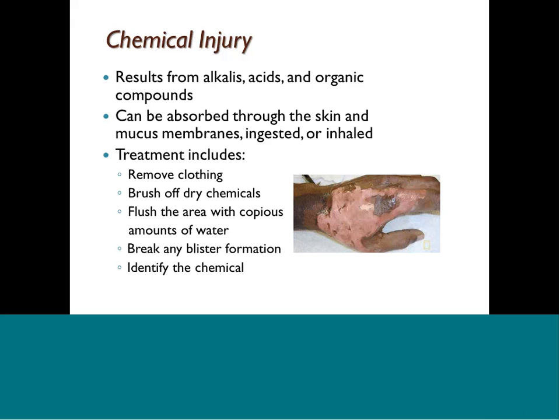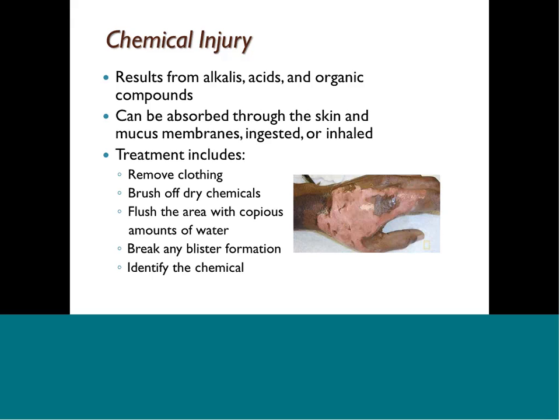When you talk about treatment for chemical injuries, one of the biggest things is you want to remove the clothing. If it's a dry chemical, brush off that chemical first and flush the area with copious amounts of water. One of the things you do not want to do with any type of chemical is give an agent that neutralizes that chemical, because it causes a heat reaction and that can cause the burn wound to be a lot deeper. If any blisters form, you would want to break those blisters open, because that harbors the chemical underneath, and make sure you flush that area well.